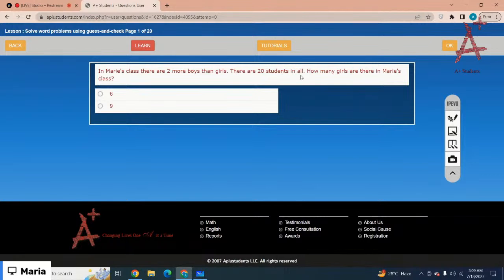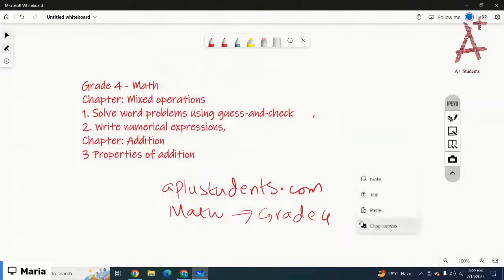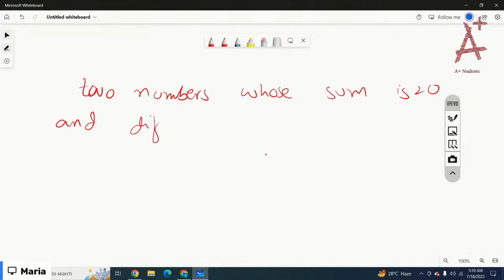So the total students are 20. So you have to find two numbers whose sum is 20 and whose difference is 2. Got it? When you add two numbers, they make 20, and when you subtract them, they make 2. You have to find two numbers whose sum is 20 and whose difference is 2. Okay, 10 plus 10 makes 20.